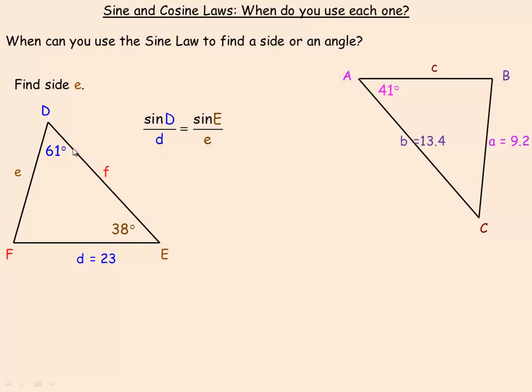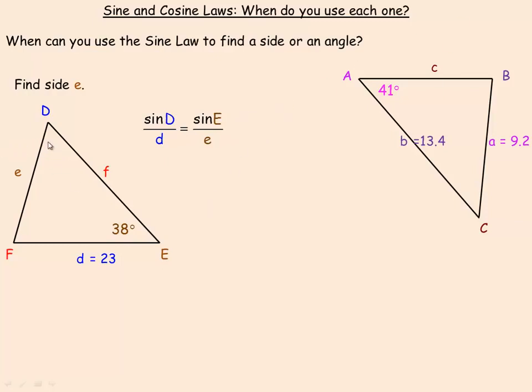In order to use the sine law, you always have to know what I call an angle-side pair. I know angle D and I know side D. So I know three of the four things here, so I can find the fourth, the unknown E. There's also a sine F over F here, but I don't know angle F and I don't know side F, so I really don't need that. That's why I didn't bother to write it first, so we'll get rid of that.